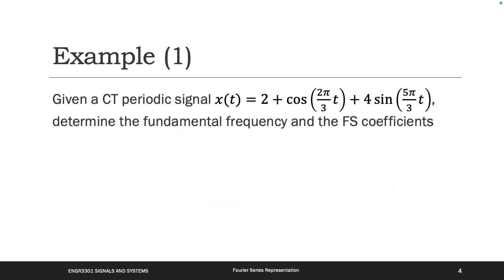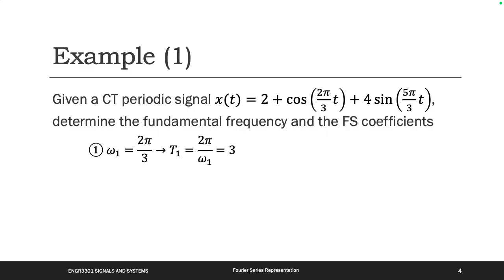Let's review some examples. We talked about this example, but we haven't finished it. Given a CT periodic signal x(t) equal to this expression, determine the fundamental frequency and the FS coefficients. Do you remember how to determine the fundamental frequency? Pi over 3, you're right. This is pi over 3 multiplied by 2, and this is pi over 3 multiplied by 5, so you can find the fundamental frequency. The least common multiple, that's right.